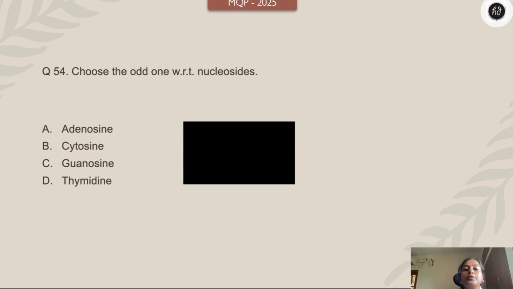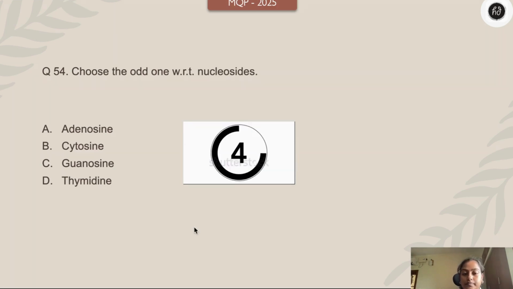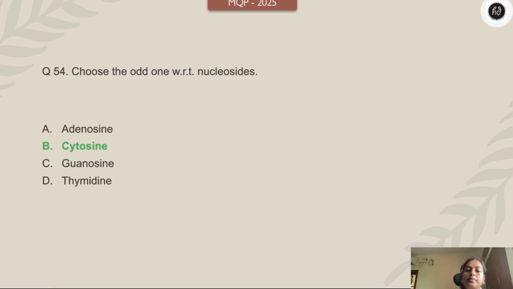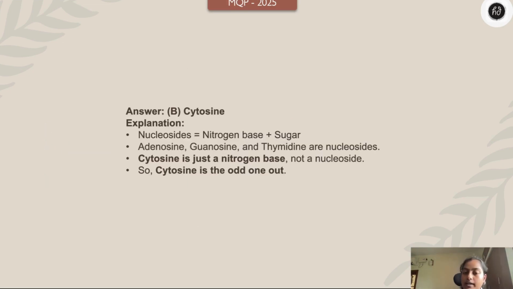Next one. Choose the odd one with respect to nucleosides: adenosine, cytosine, guanine and thymine. Your time starts 3, 2, 1 right now. Yes, the odd one out they are asking you. So children, basically the answer is cytosine, because adenosine, guanosine and thymidine are nucleosides because they have a nitrogenous base along with the sugar. Whereas cytosine is just the nitrogenous base, so it's not a nucleoside.